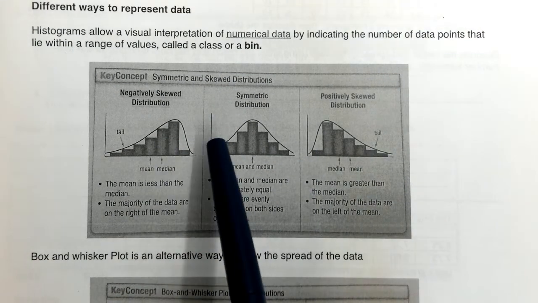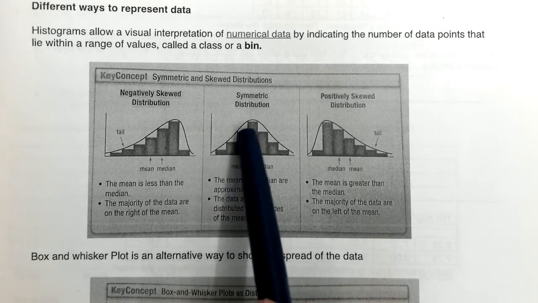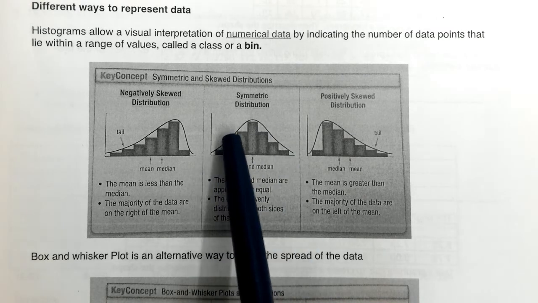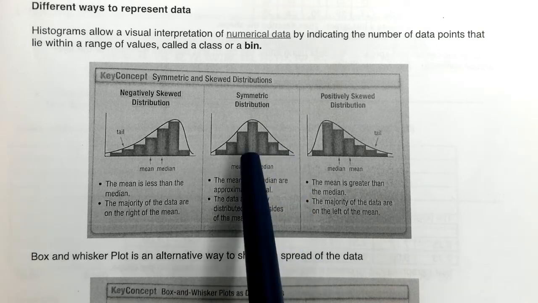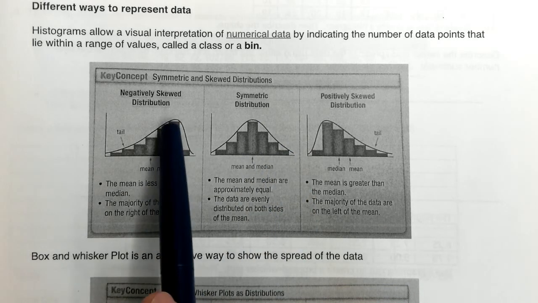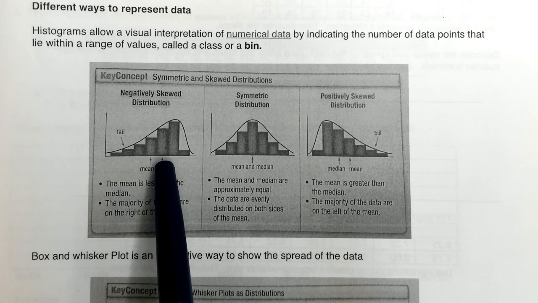So we can have distributions that are symmetric, okay? Symmetric distributions, when you sketch a curve over top of the histogram, you get like a bell curve, all right? A negatively skewed distribution means that you have more data points to the left of the median, okay? Remember, the median is the middle point. If you line up all the data points and pick the middle one, that's the median.